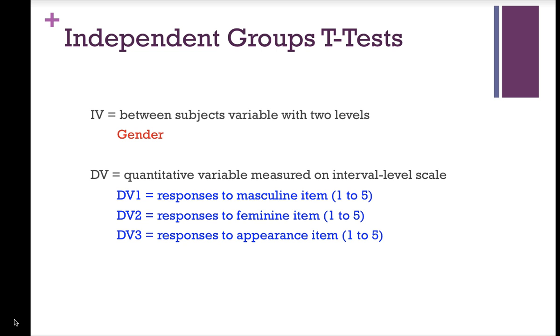Remember, I have an item from each of those domains. So I'm going to compare women and men's responses to the masculine item, which is scored 1 to 5, the feminine item scored the same way, and the appearance item. So now I will switch to my SPSS file and show you the independent groups t-test.